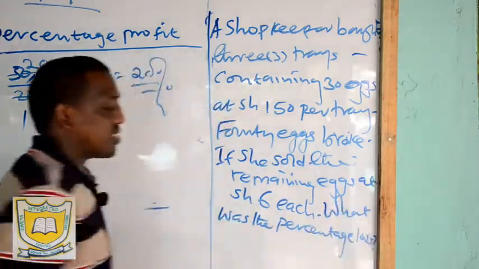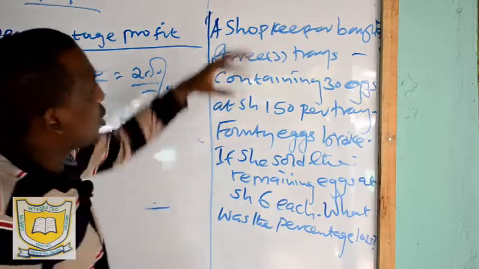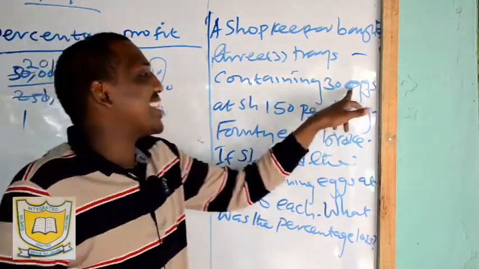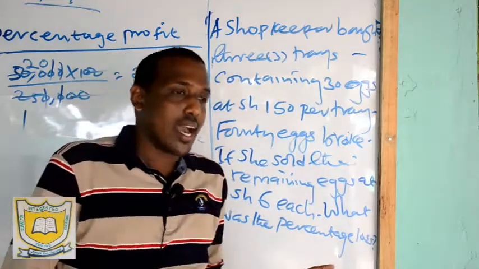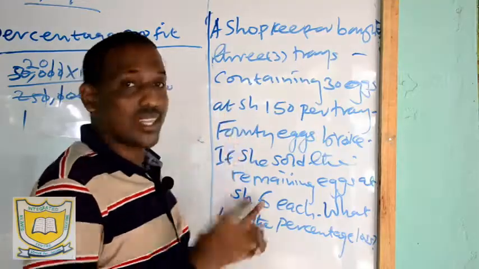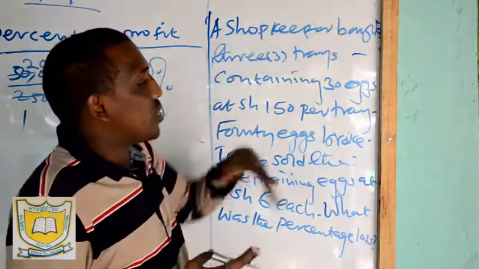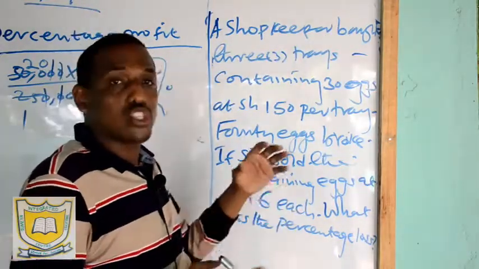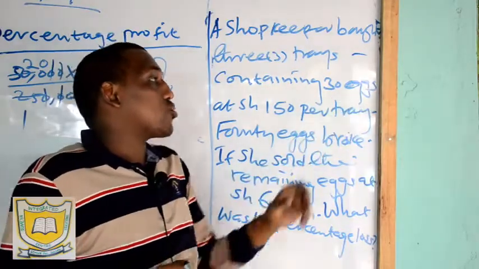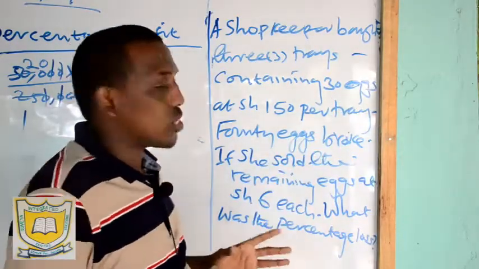What was the percentage loss? It's a good question. You are told a shopkeeper bought 3 trays containing 30 eggs. Remember, we say a tray contains 30 eggs, a dozen cups contains 12, and a crate of soda contains 24 bottles. That's what you should know.